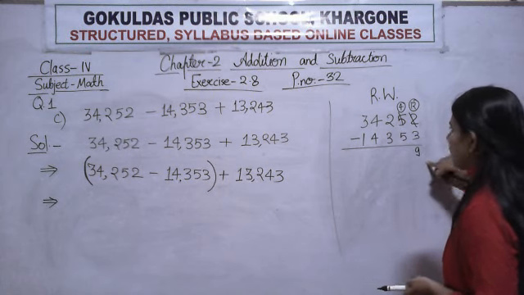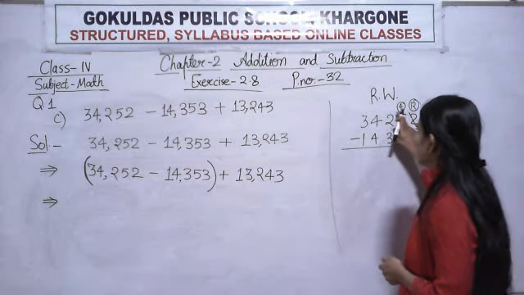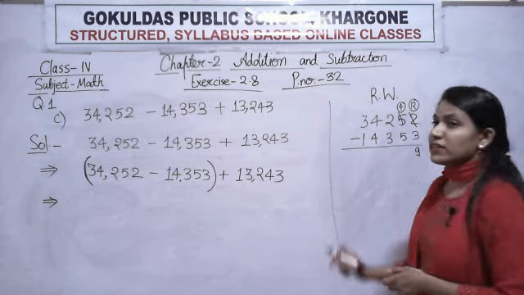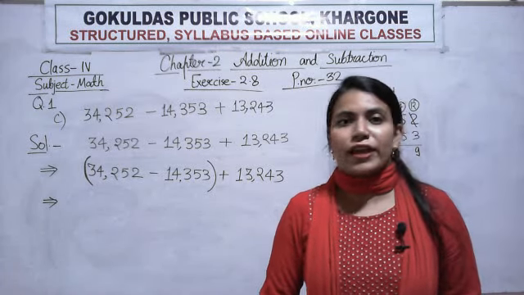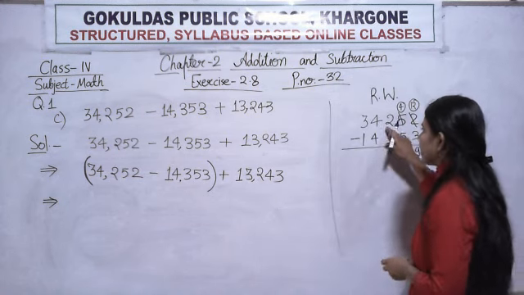We solved the ones column. Now move to the tens column. In the tens column you see 4 minus 5. 4 is a smaller number than 5. You cannot subtract 5 from 4. Then again you have to take a borrow from the neighbor's column.